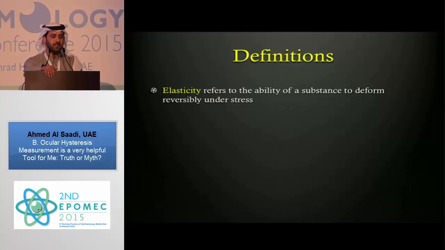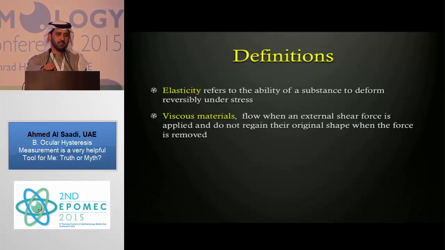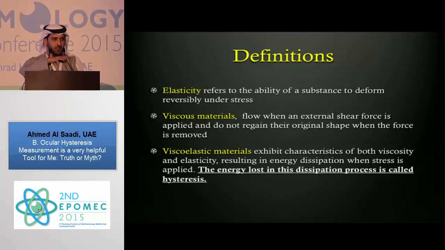So let us define elasticity. Elasticity is basically the ability of the substance to come back to where it was before you apply stress. Then there is viscosity, which is the amount of change that happens in any substance when you apply pressure. That's why the cornea is a viscoelastic material. Whenever you apply a force, your cornea will change in structure, and then because of the elasticity, it will come back to where it was.